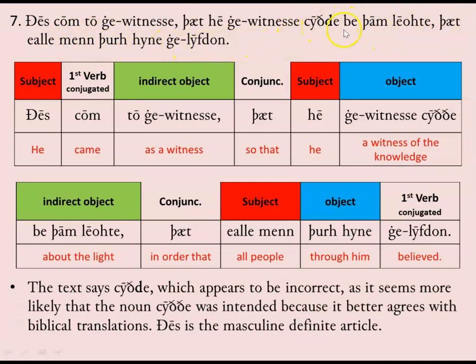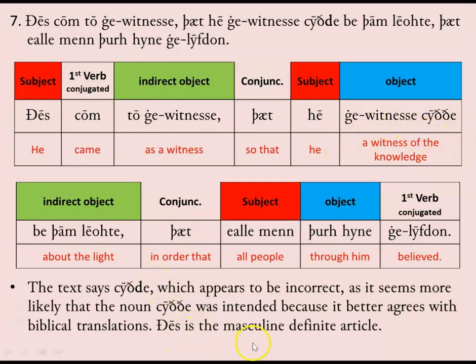Now again, that could be not kuzde, but kuthe. Okay, so I'm claiming it's a mistake, an error, but there is also another interpretation, as I'll show you later. The text says kuther, which appears to be incorrect, as it seems more likely that now kuther was intended because it better agrees with biblical translations. A witness of the knowledge. Kuther is the knowledge. Your witnesser is a witness of.